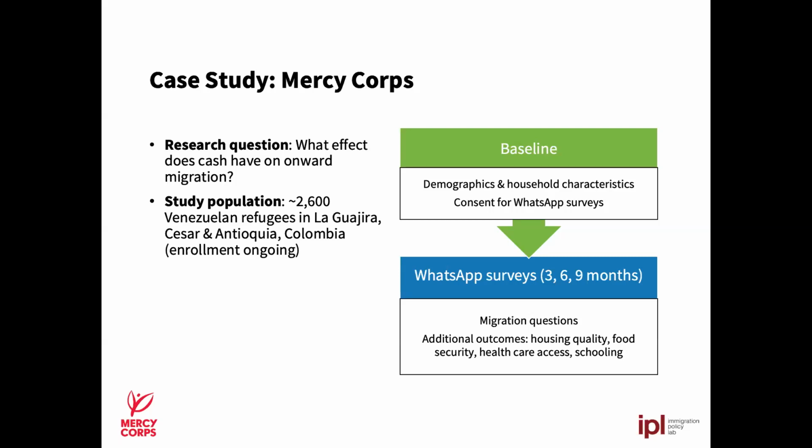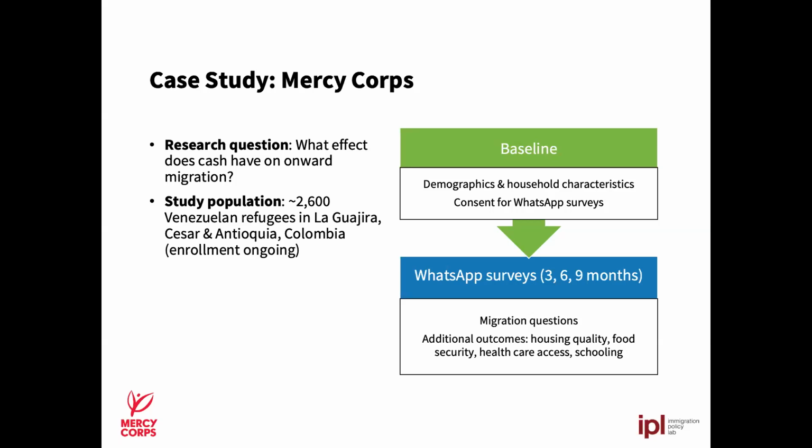And the objective of this program is to provide emergency cash to an estimated 90,000 people, both vulnerable Colombian households, but primarily Venezuelans in Colombia. And we implement this project with about 5 other development organizations. And the regions that Mercy Corps is responsible for are La Guajira, Cesar, and Antioquia.